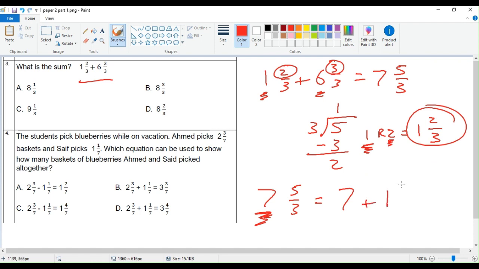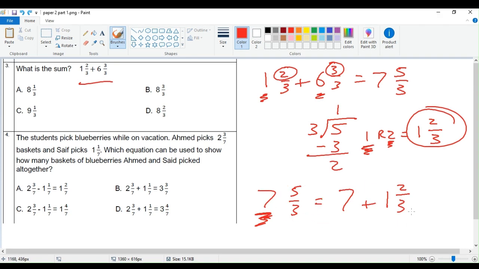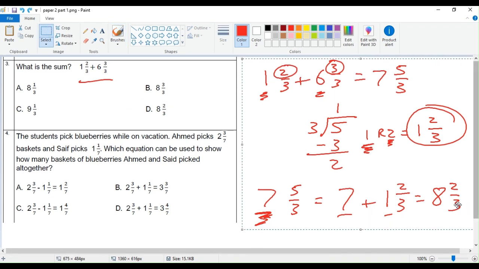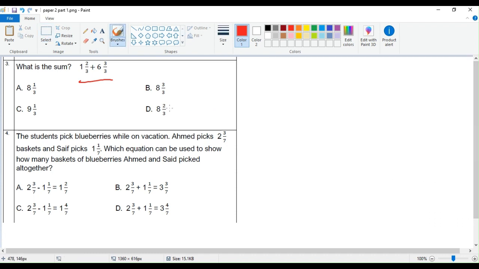So we'll add that as 1 and 2 thirds. Remember, we're swapping this for this here. Makes it easier to add. Well, 7 plus 1 is equal to 8. 8 and 2 thirds. And if we go up here, you'll see it's D. A lot going on there, but it is a skill or skills we're supposed to know, guys.